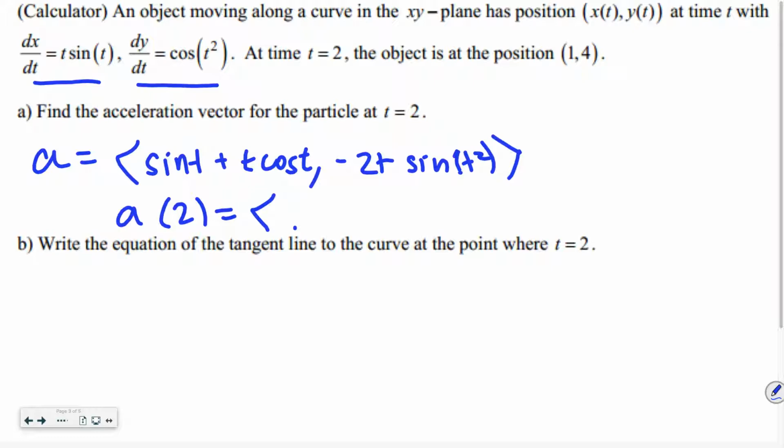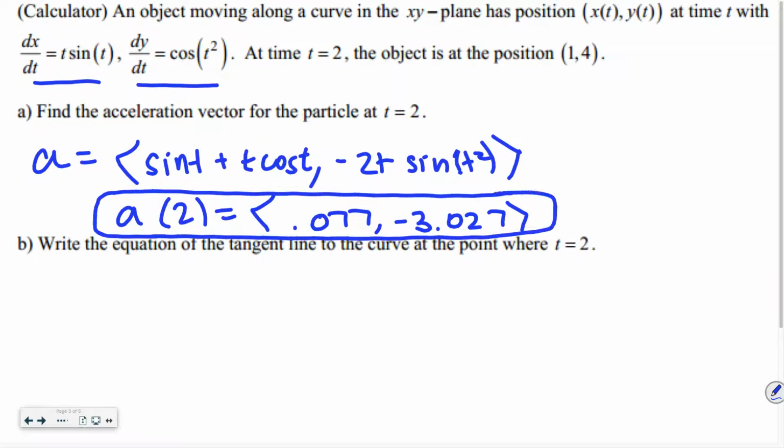What do we have for our horizontal component? 0.077. And our vertical component? Okay, write the equation of the tangent line to the curve. How did C already get negative with that one? Because the sine of 4 is a negative number. Yes, the sine of 4 is negative, times the 2t. I forgot to say negative. Sorry. Yes, thank you for catching that.